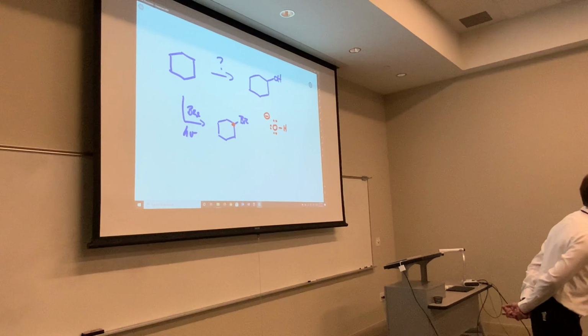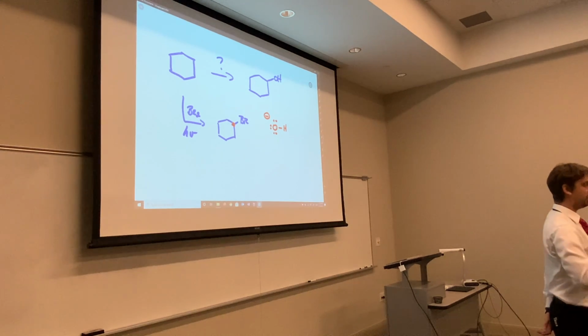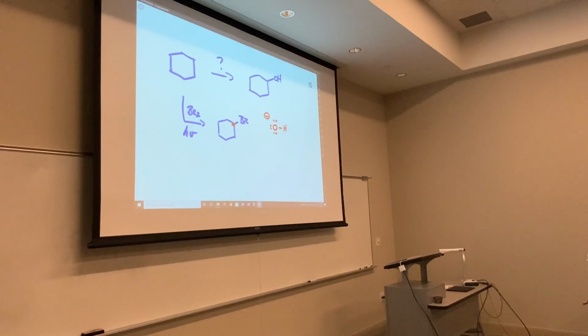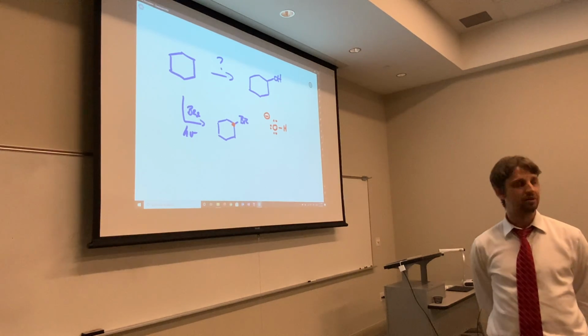Can you force an elimination? So hang on to that thought. I like where you're going, but pause for just a second. I'm doing an SN1 reaction. What does it mean to be a 1? What does the 1 in SN1 mean?